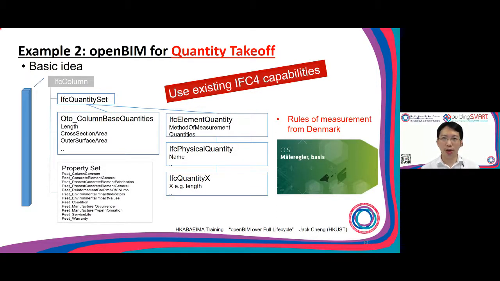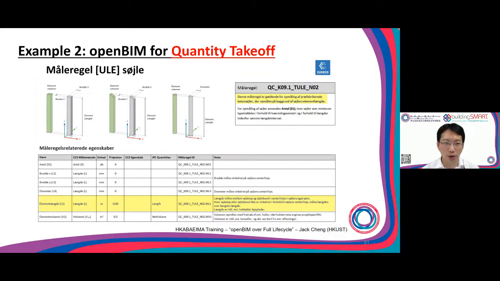With this, one example is an IFC column. For the IFC column, they define attributes like IFC quantity set, IFC element quantity, IFC physical quantity, etc. But how to define these? They need to refer to the local rules of measurement. So in Hong Kong, we have the SMM, the Standard Method of Measurement. In Denmark, they have their own. For example, for a column, for different shapes of the column, how they do the measurement, and what attributes they refer to.